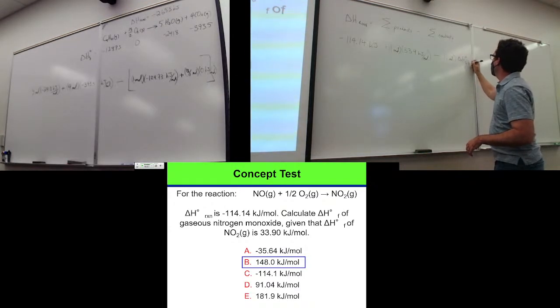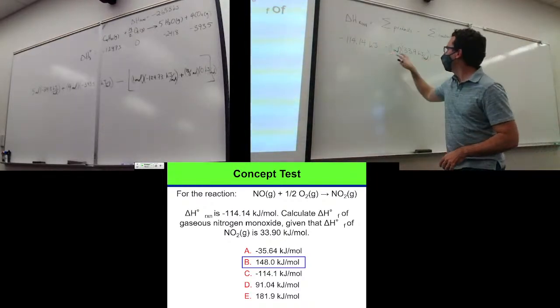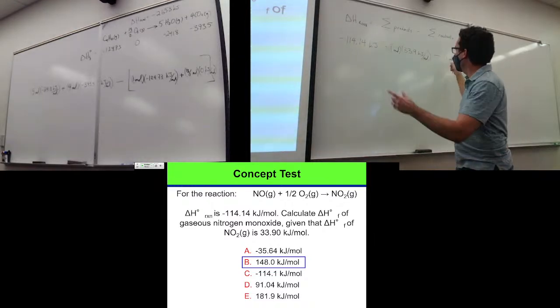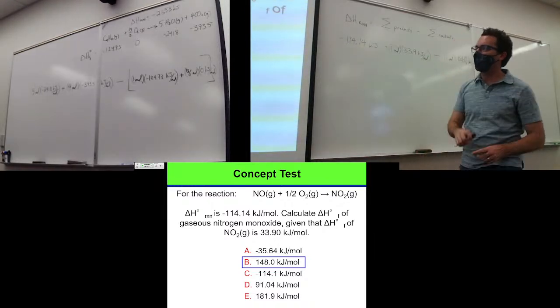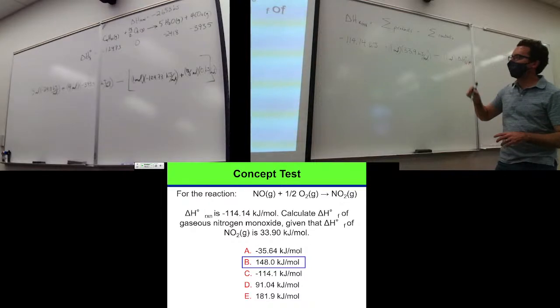We're looking for the delta H of formation of NO. So really it's just algebra at this point. You subtract this from both sides, and then you get rid of the negatives, and you end up with a positive 148 kilojoules. So that's the delta H of formation of NO.